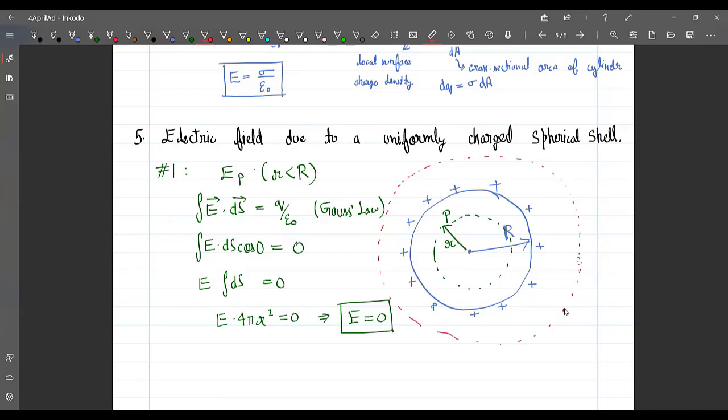If I take a point outside, call it point Q, and this time my R is like this, small r is like this.